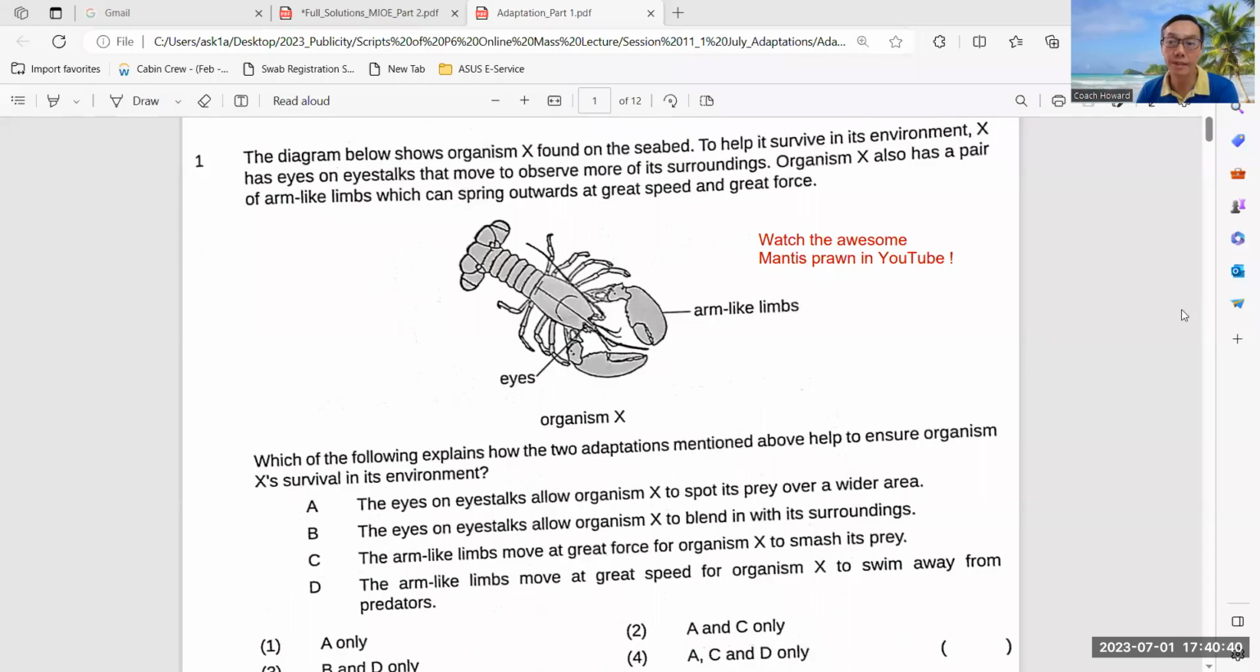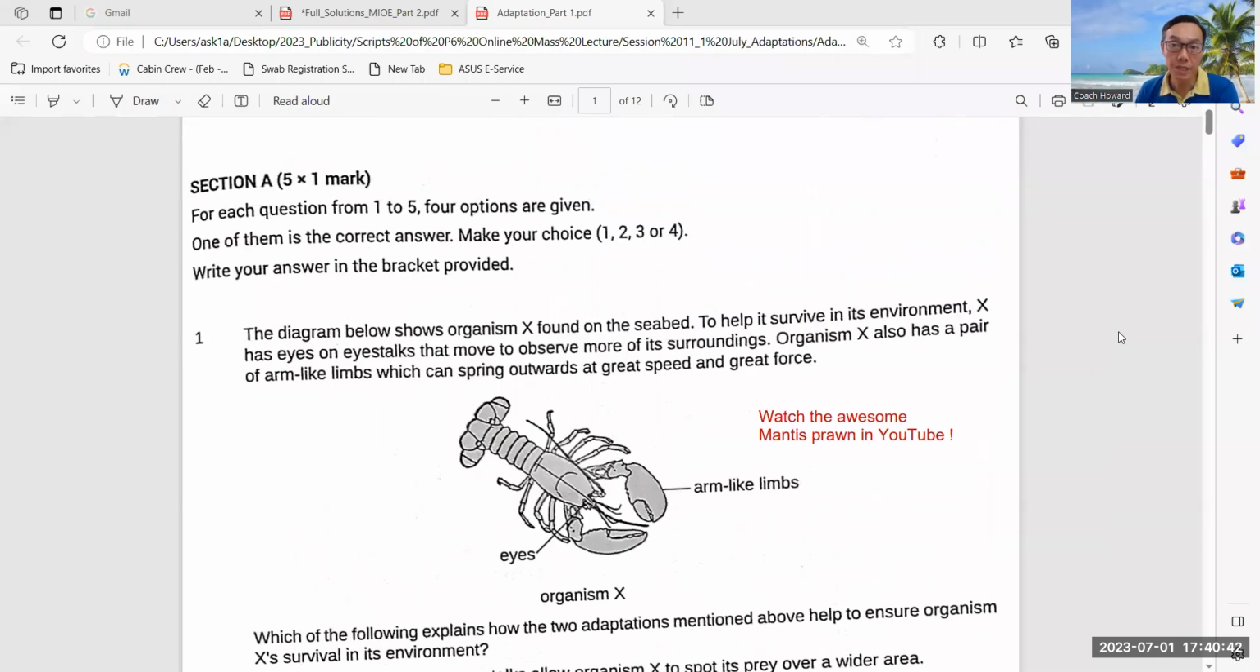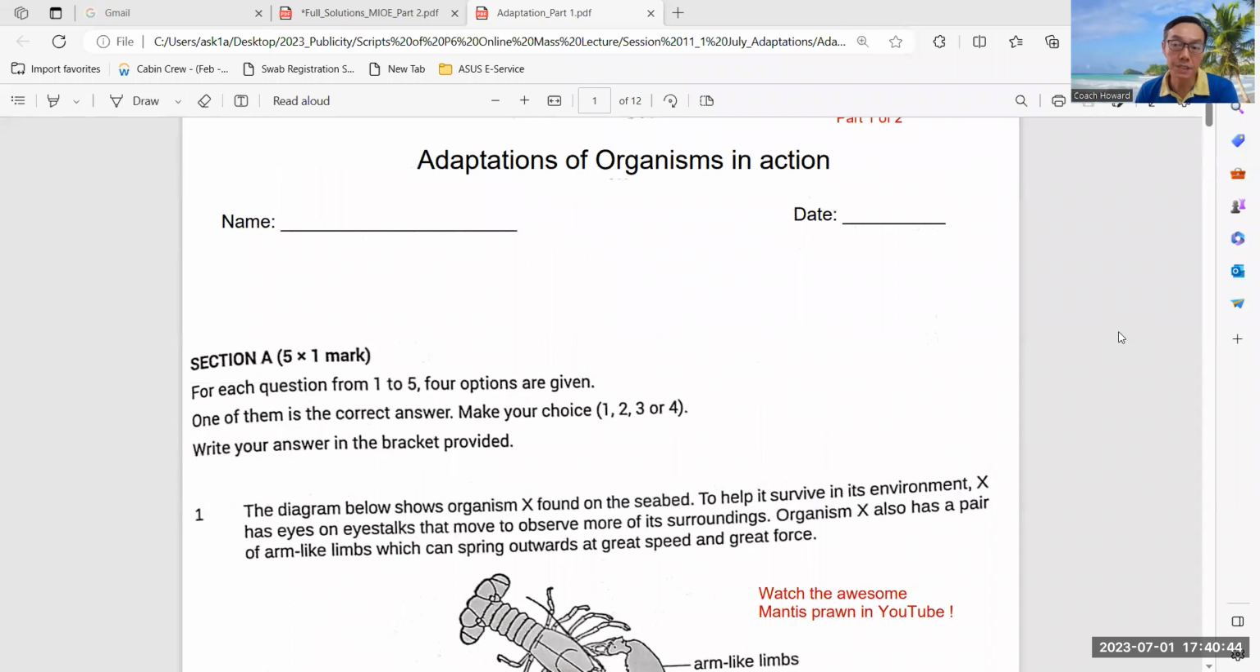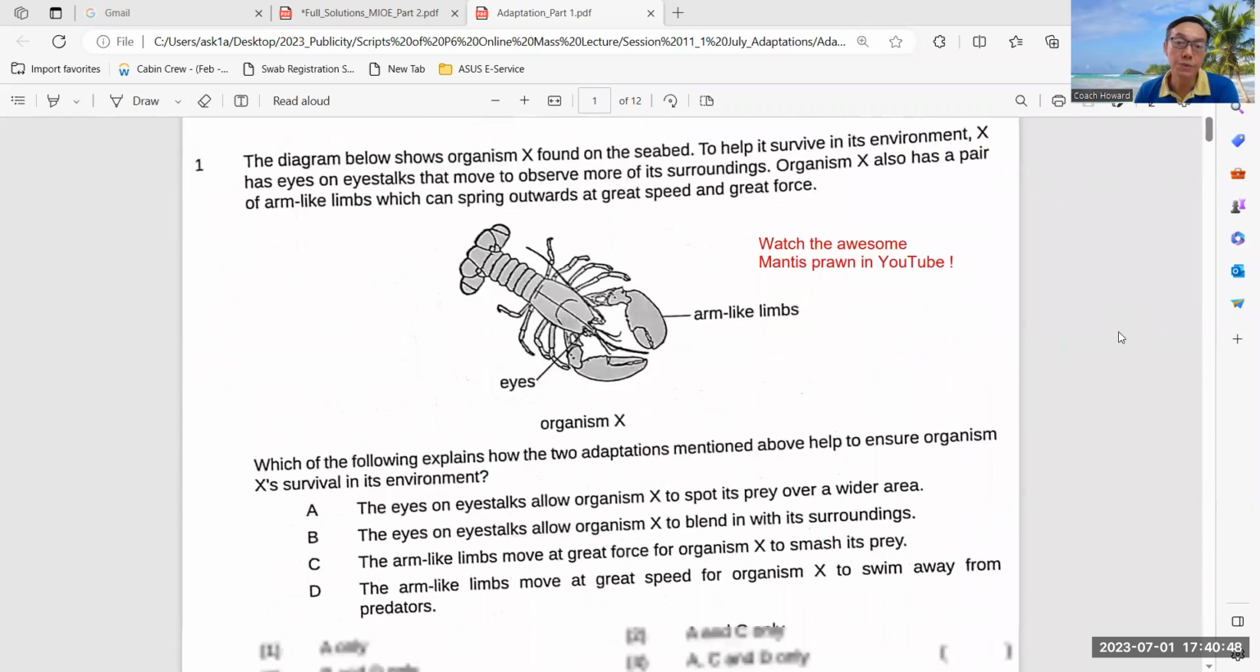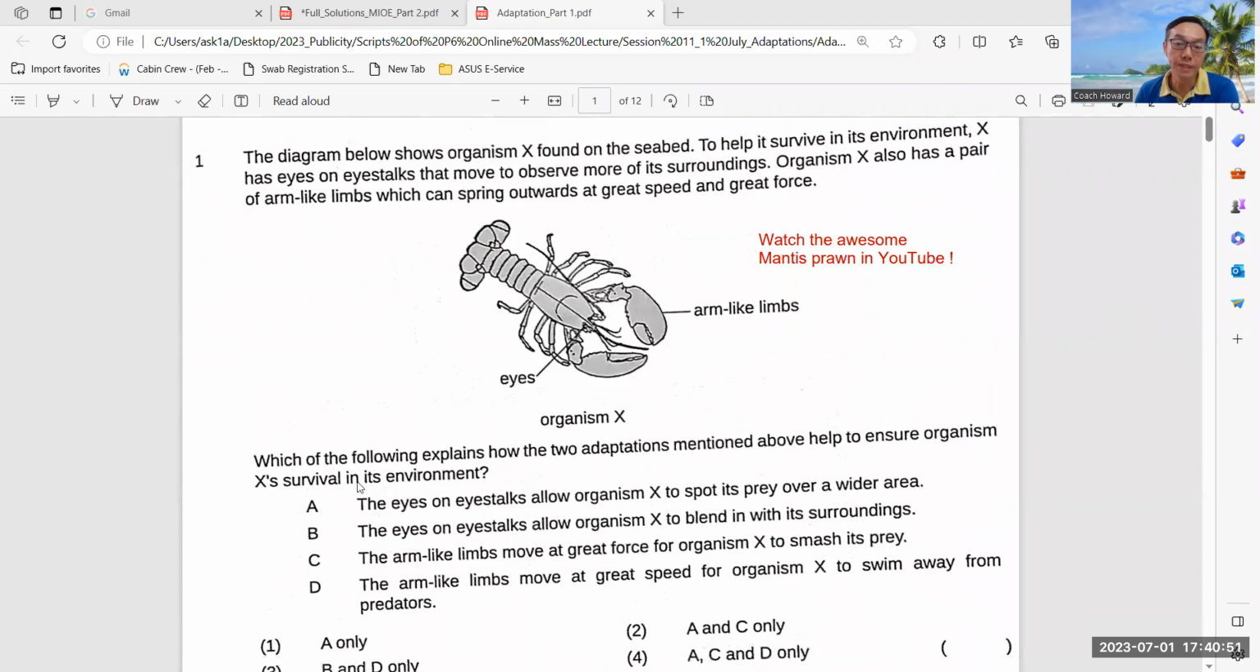Okay, this topic is about animals' adaptations, including plants as well, which I will move on. So you look at this organism. Explain which of the following explain how the two adaptations, the eye and the arm-like limbs, help to ensure the organism's survival in its environment.